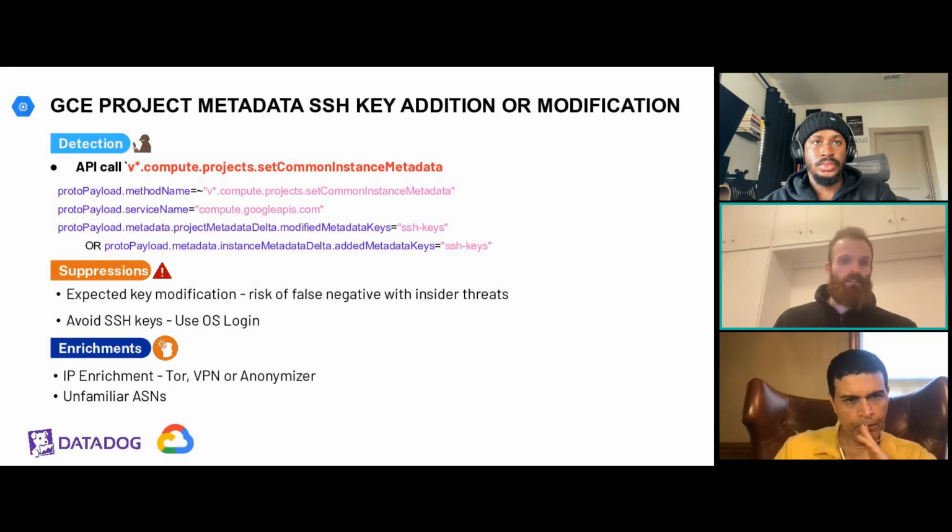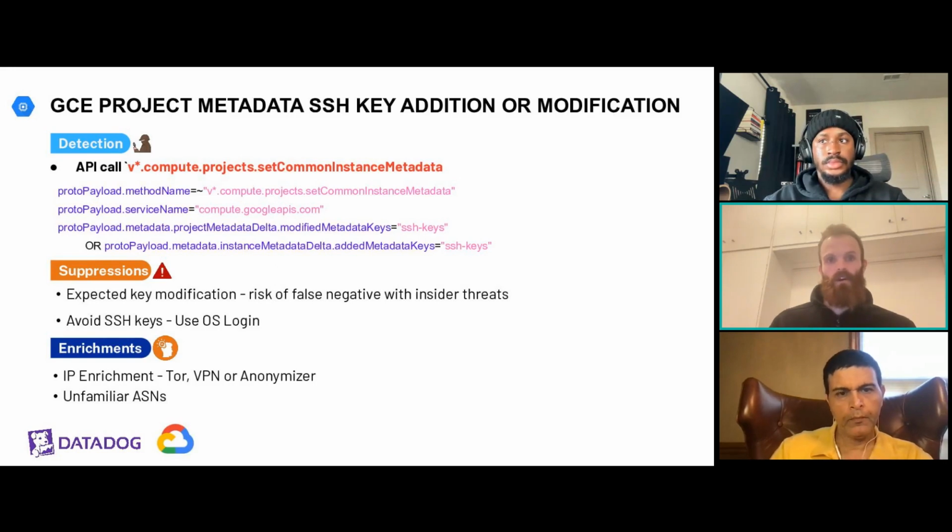So detecting this, again, initially we look for the specific API call, the set common instance metadata, and then we're looking for the SSH keys being modified or added. So this is a benign activity in general. So you may see some false positives, again, especially if this is a common practice within your organization. In general, it's actually recommended to use OS login instead of SSH keys. This is a Google Cloud recommendation, and we'll talk about this in a couple of slides.